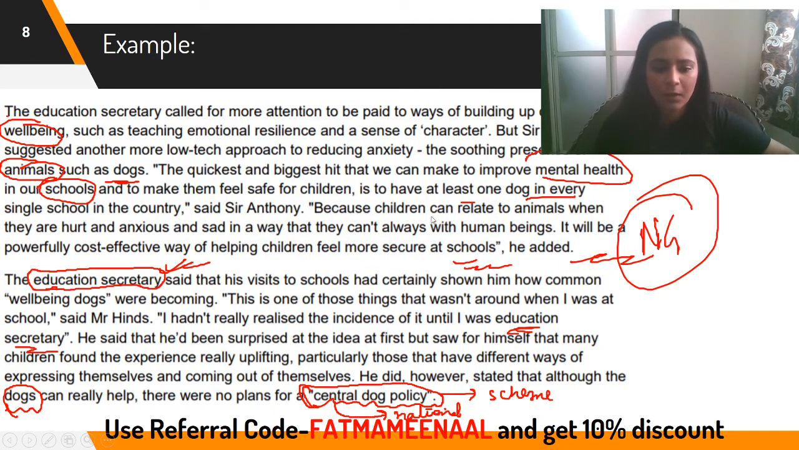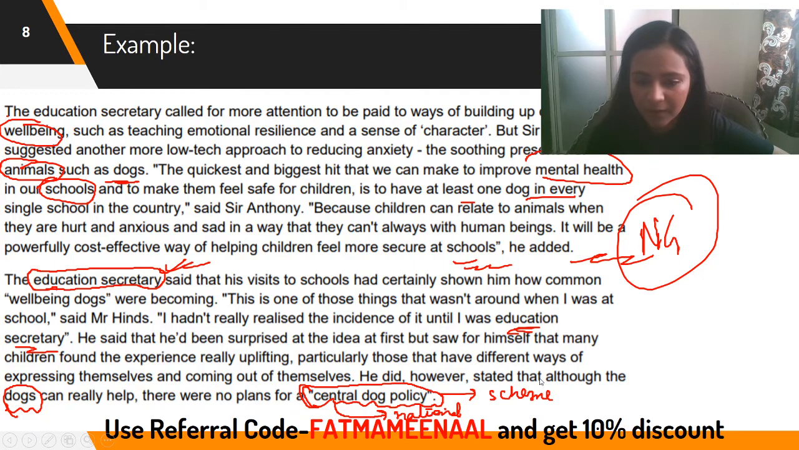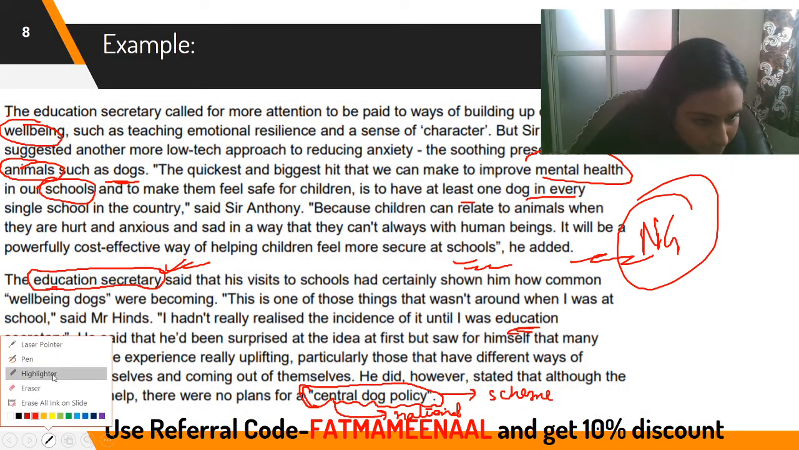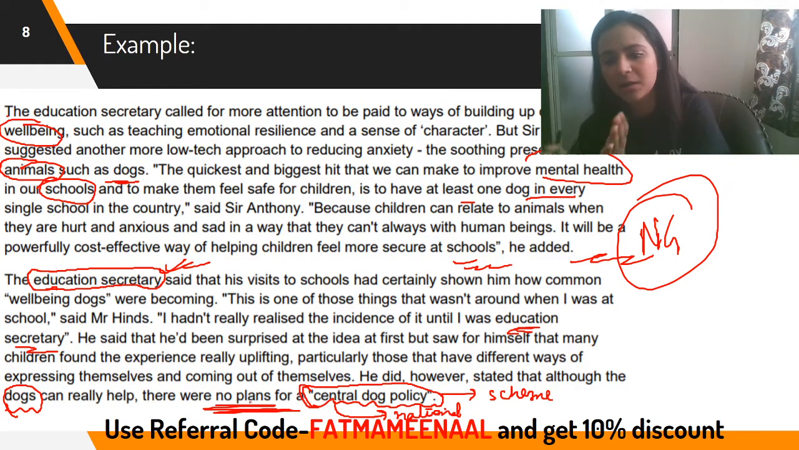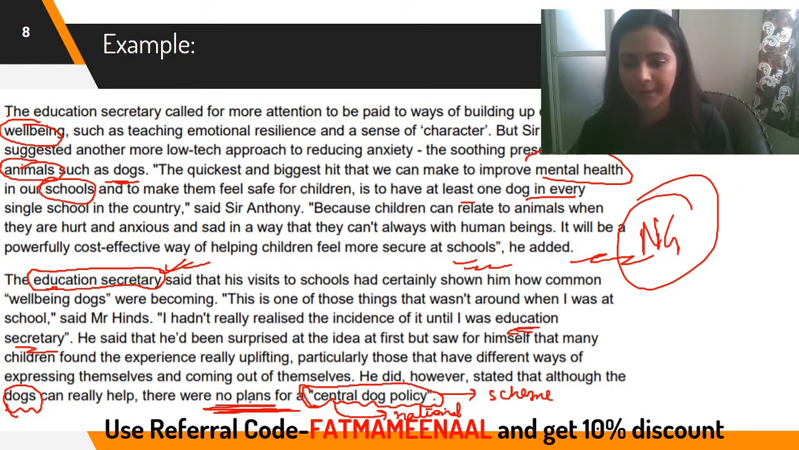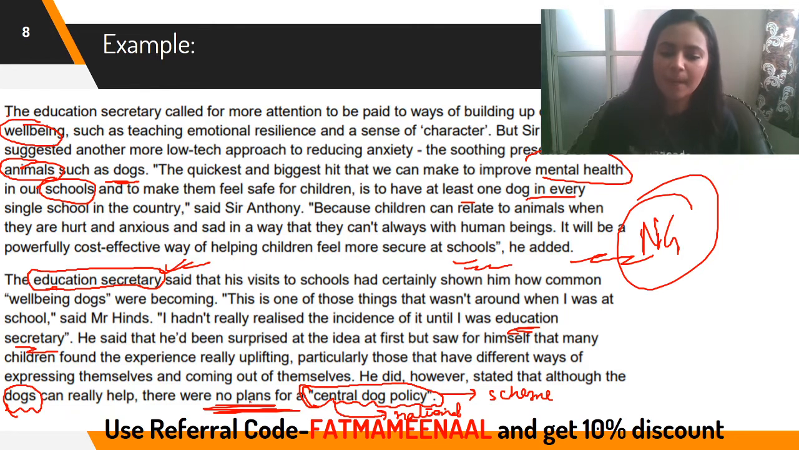So my last line says, he did, however, state that although the dogs can really help, there are no plans for a central policy, right? So there are actually no plans. So all the information is given, but it is given in the opposite way. What is the answer? Because in the question statement it said they are planning to introduce, but here it is saying they're not planning to introduce.